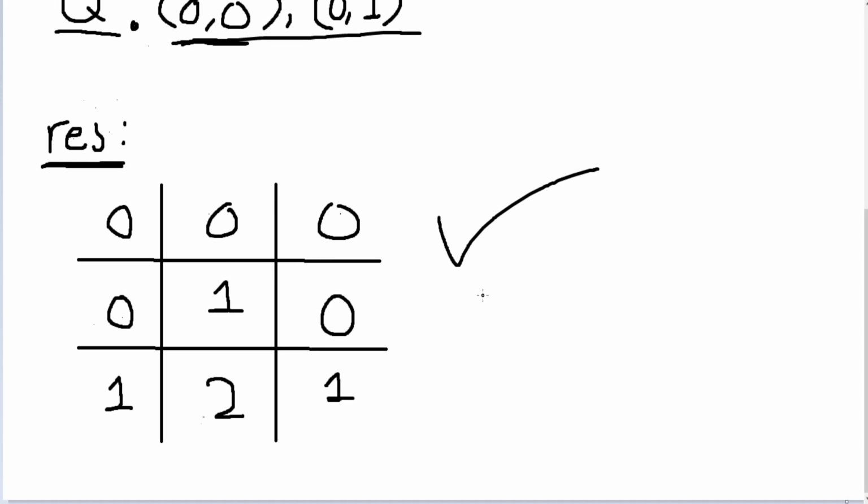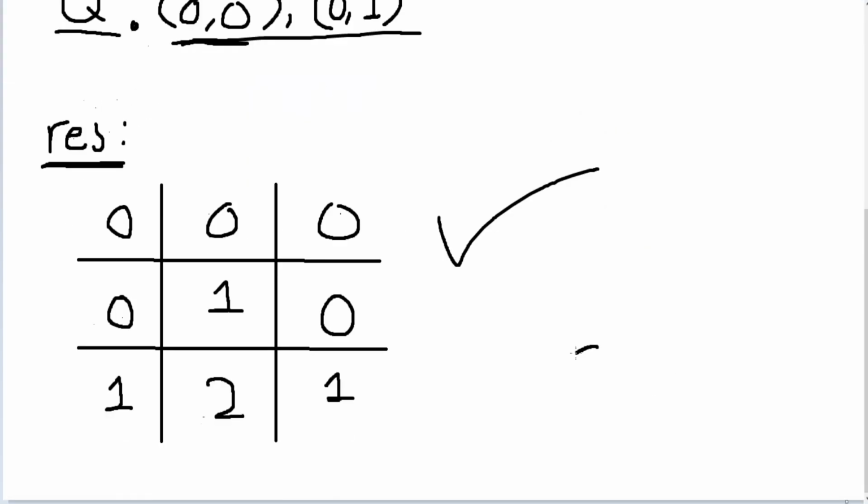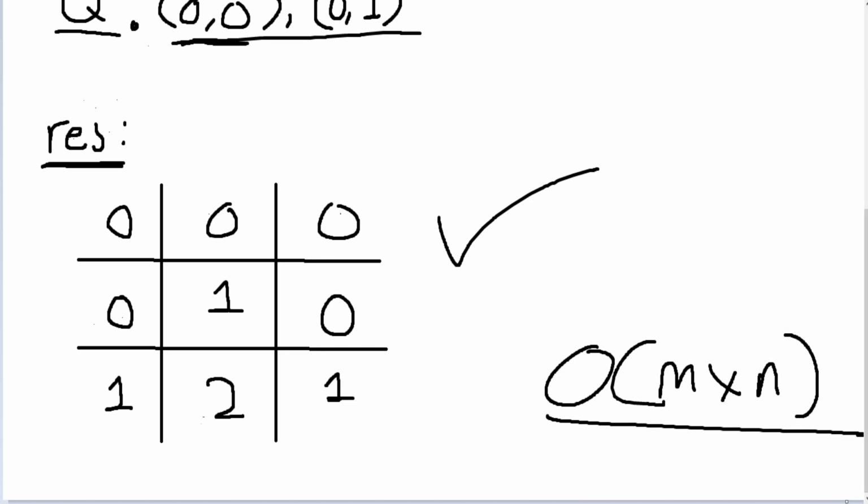So that's the correct way to do it with a BFS solution, where the time complexity should be O of m times n, where m is the rows and n is the columns in the original given matrix. That'll be the time complexity. So now let's code this exact explanation in Java code.